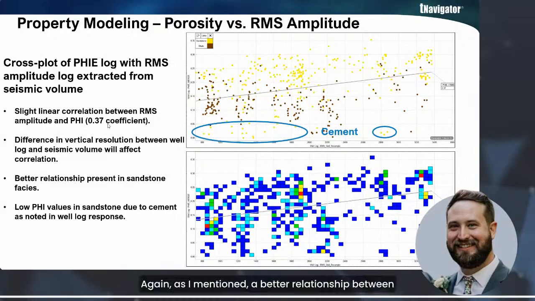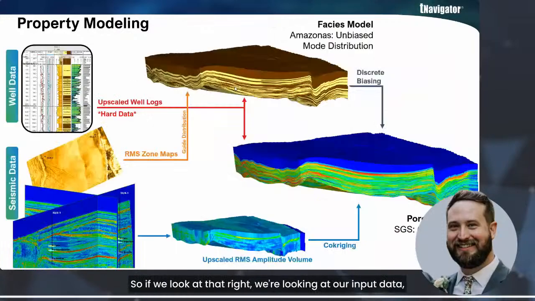Again, as I mentioned, a better relationship between the sandstone facies and RMS, and we can use this to help guide the distribution of both our facies and our porosity. So if we look at that, we're looking at our input data, which is going to be well data. So it's going to be our log data. We have our facies log, our porosity log, and we have seismic data.